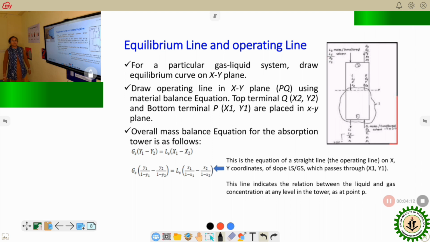So now for step-by-step design of absorption column, the important database is required for equilibrium line and operating line. Now first of all we need to make a plot of equilibrium data, or form the equilibrium line from Henry's law equation y equals mx on an xy plot, where x represents the mole fraction of solute in the liquid phase and y represents the mole fraction of solute in gas phase.